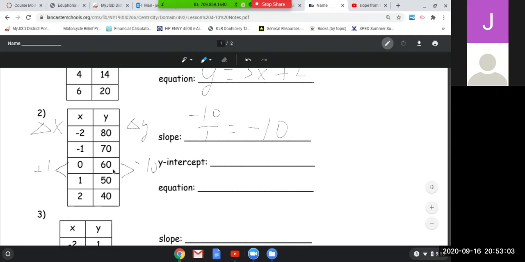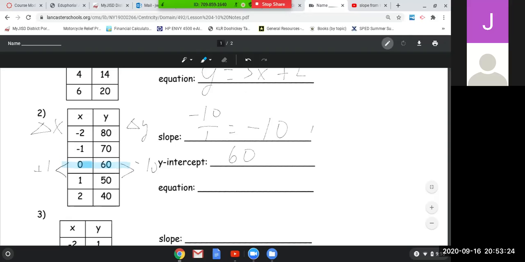My y-intercept, I find that right here. I look to where x is 0, and I look at the y-coordinate where x equals 0, and it is 60. So my y-intercept is at the positive 60.